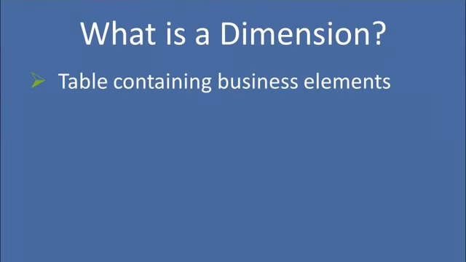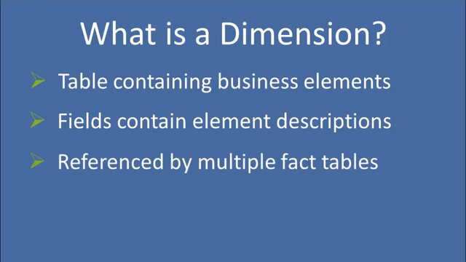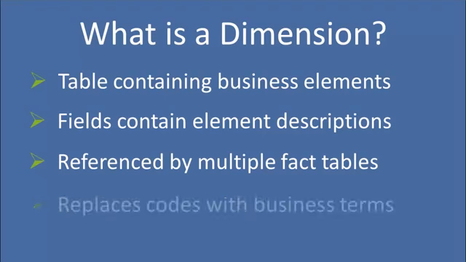First of all, a dimension again is a table. This time it's going to contain business elements. The fields in this table will include descriptions of those elements or attributes. This dimension is commonly going to be referenced by many fact tables. Say a date dimension, for example. The date dimension is going to be used in nearly every fact table that we create. Any codes that were collected from the source system are going to be transposed into something that's more readable by, let's say, a business analyst. So we're going to use business terms.